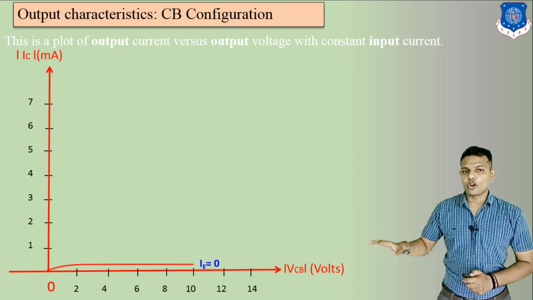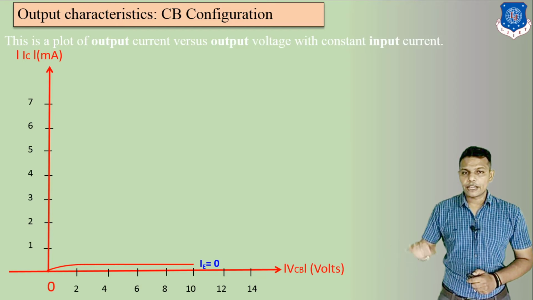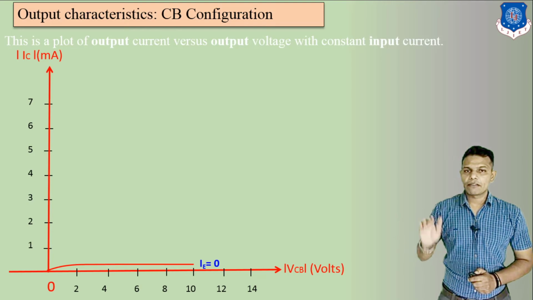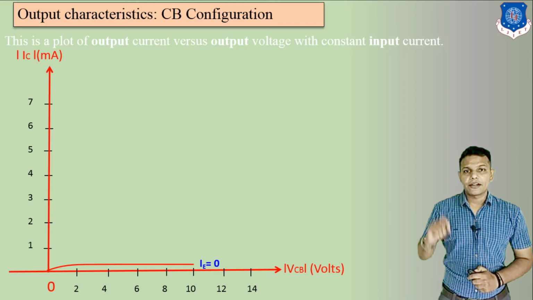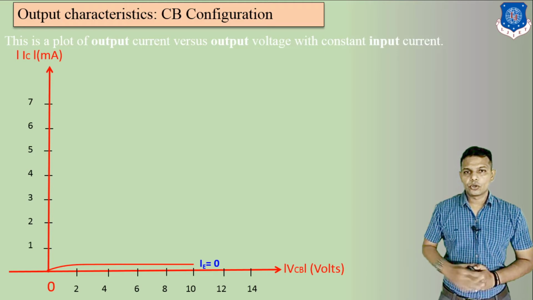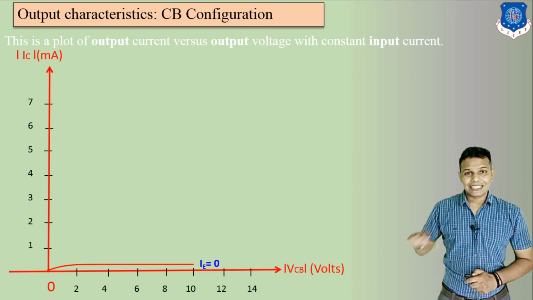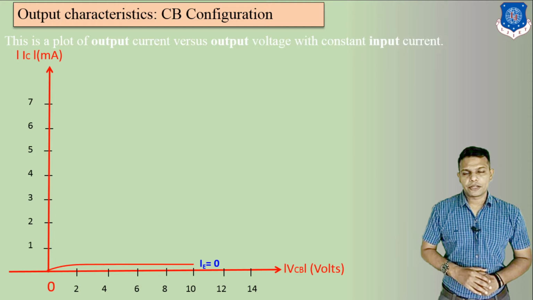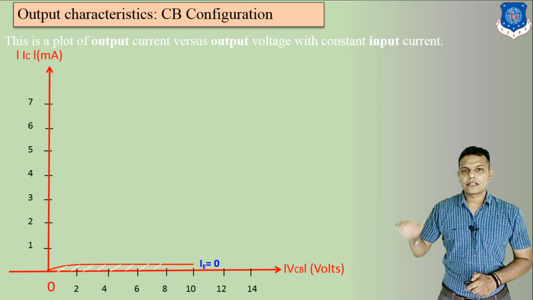Here we can see if your IE is equal to 0, IE is your input current. If your input current is equal to 0, that means your output current is equal to 0. That means your IC, which is also known as collector current, is equal to ICEO, that means it is reverse saturation current. So at this time, no current will flow through the transistor. So this is also known as cutoff region. This area which is highlighted is known as cutoff region.